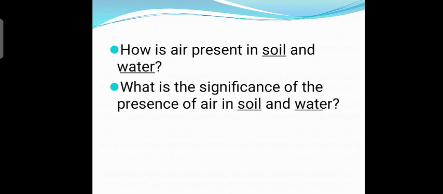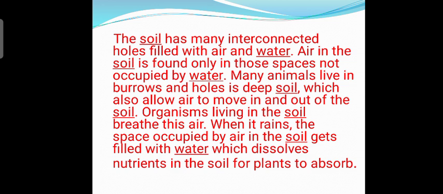Now, how is air present in soil and water? What is the significance of presence of air in soil and water? Let's see. The soil has many interconnected holes filled with air and water. Air in the soil is found only in those spaces not occupied by water. Many animals live in burrows and holes in deep soil, which allow air to move in and out of the soil. Students, think of a common creature which is usually found in soil and which is also called farmer's friend. Right, this is earthworm.